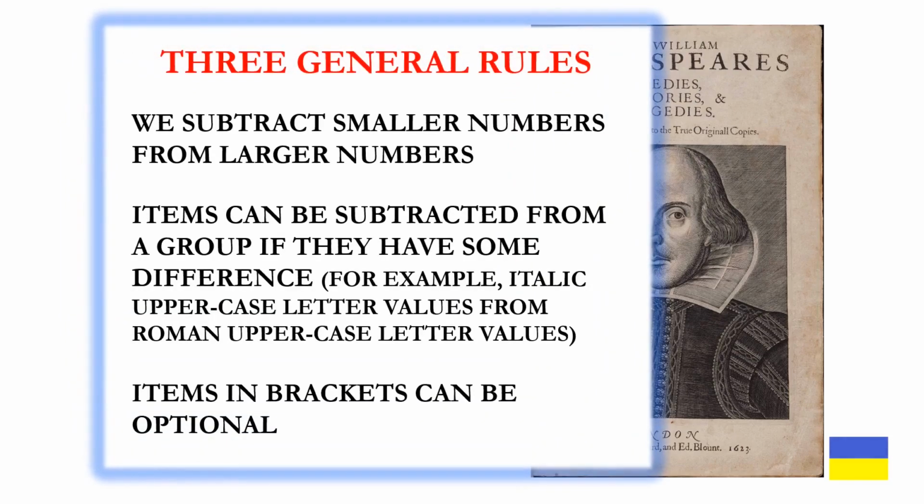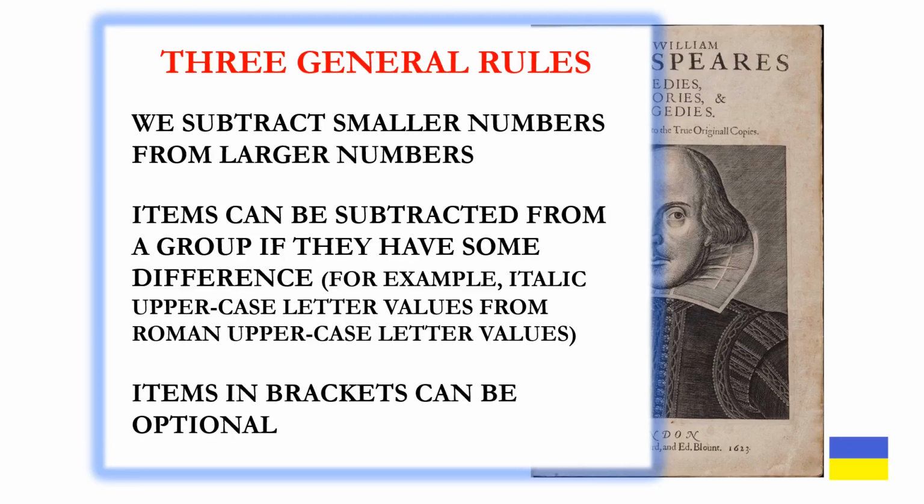There are 3 general rules to these puzzles. We subtract smaller numbers from larger numbers. Items can be subtracted from a group if they have some difference, for example, italic uppercase letter values from Roman uppercase letter values. This is done more often than not. Finally, items in brackets can be optional.